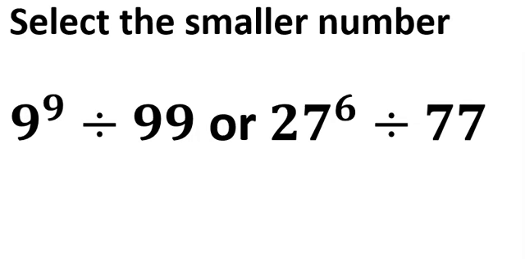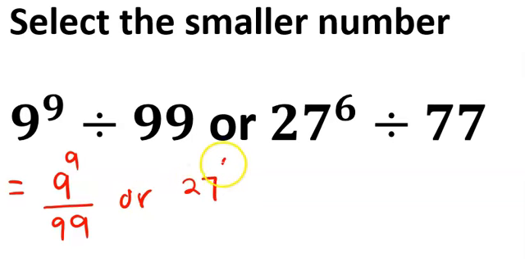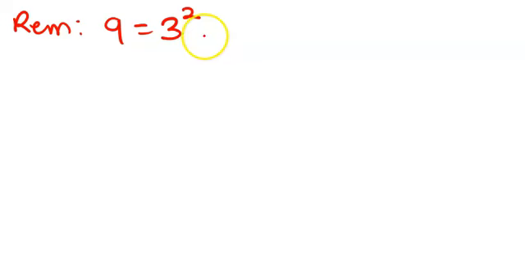to some mathematics. In this video, we are to select the smallest number. Okay, let's see how we are going to do this. Now, we want to rewrite these expressions. So this is the same as 9 raised to the power 9 over 99, or 27 raised to the power 6 over 77. Now, remember, 9 is the same as 3 raised to the power 2.